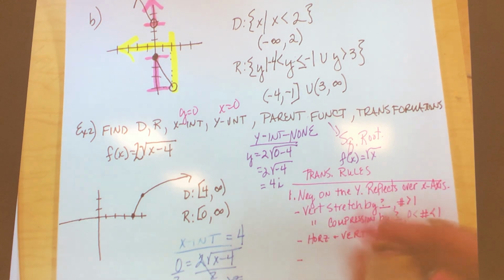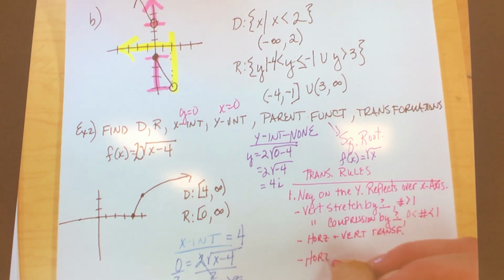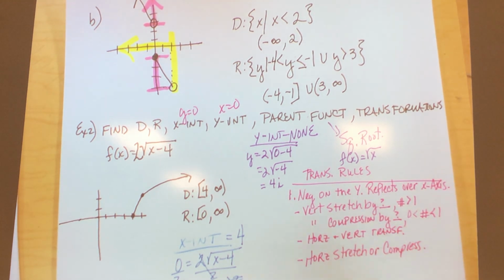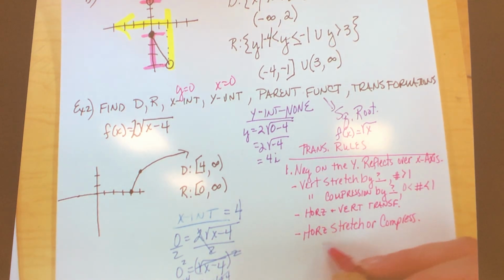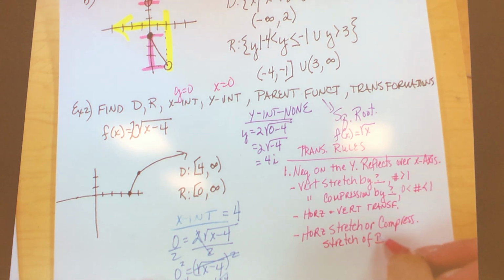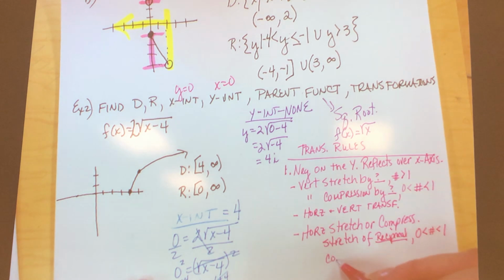And then the last thing, well, let's put one more in there. If you have a horizontal stretch or compression, okay? Remember, they're going to do the opposite, so it's going to be a stretch of, and what you're going to do is take the reciprocal. A stretch of the reciprocal, and that would be if your number is what? What's going to make a horizontal stretch? Less than 1. Yeah, it's going to be between 0 and 1.